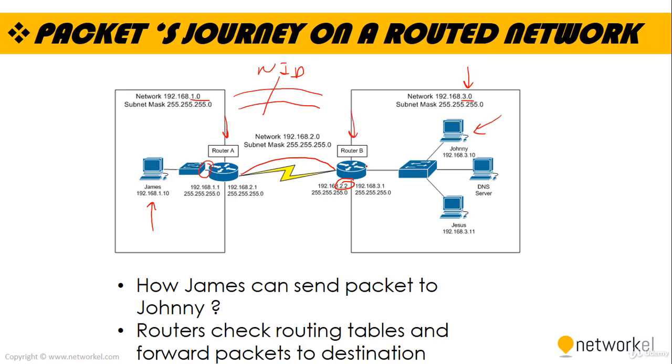Router B is directly connected to this local area network and will forward the packet to Johnny in here, as you can see. Then the packet reached Johnny, and Johnny also can send a reply back to John. Okay, so we should do the same thing on router B, saying that, hey router B, if you want to reach the 1.0 network, send your packets to 2.1 IP address.